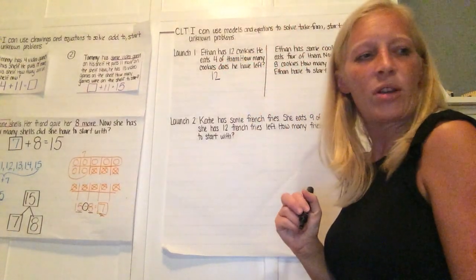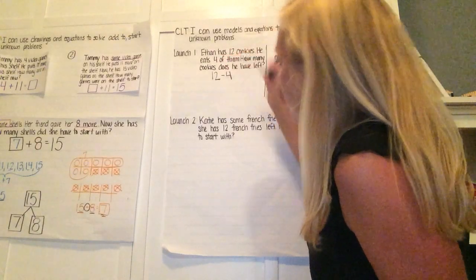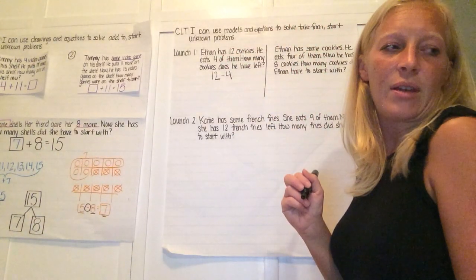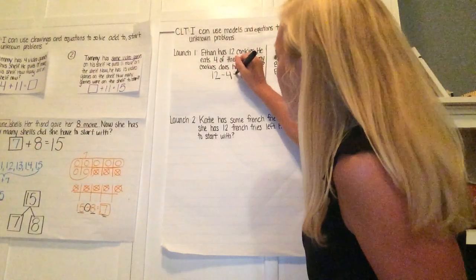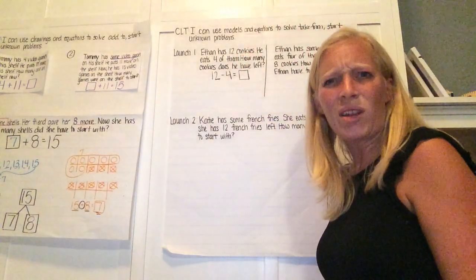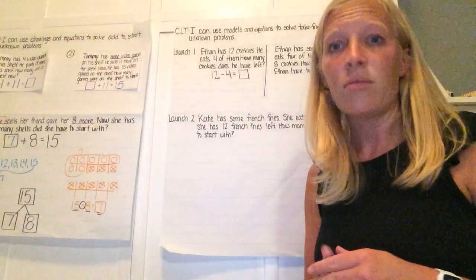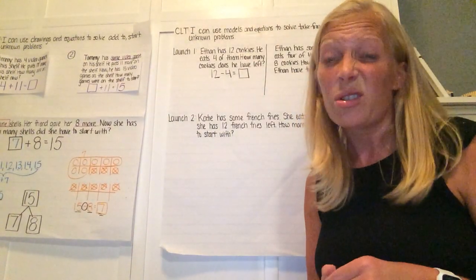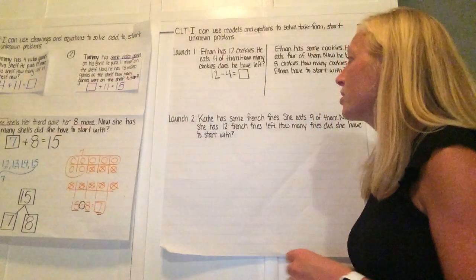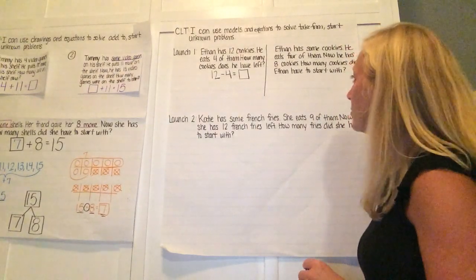12. What would I do next? Take away 4. There's that difference. And we're going to have, we don't know what's going to go there, do we? What is our unknown here? The answer. We might also call that the result, right? The answer is the result. What happened, right? What's left?